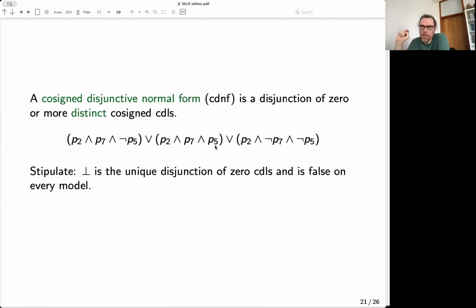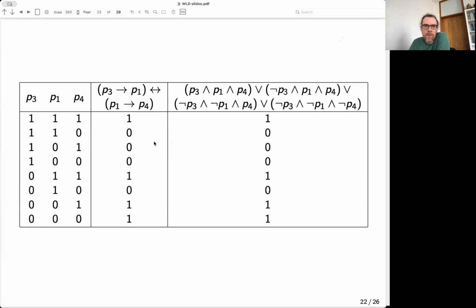And we use this bottom symbol for the disjunction of 0 of these things, and just stipulate that it's false on every interpretation. Okay, and so to get an intuition for what these things are like, have a look at this table.